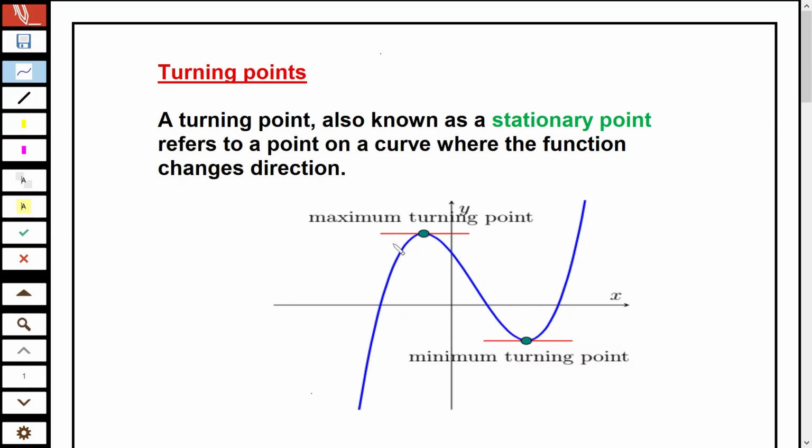Now, considering the N-shaped curve, at this point the line changes direction, and this is regarded as the maximum turning point. As we move towards the U-shaped curve, at this point below, there's a change in the line, and so this is regarded as the minimum turning point. Now, let's take an example on how to determine the turning point of a given function.